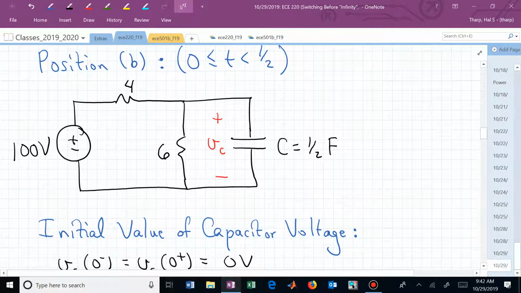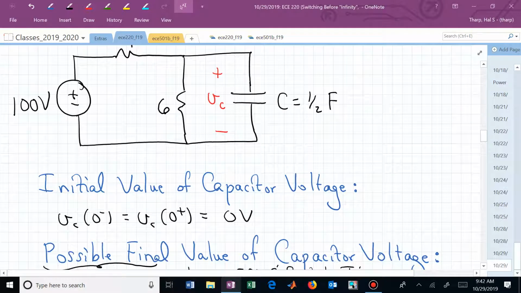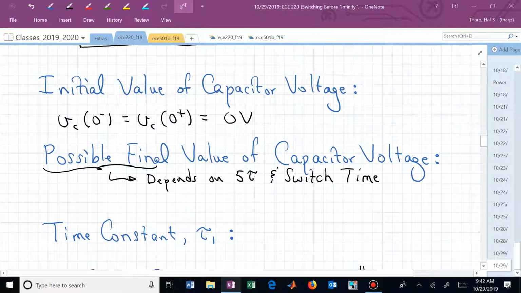What happens to the capacitor voltage in steady state? Does the capacitor short? Does it open? What does it do under a constant source? It opens. So now we have essentially a voltage divider. We're dividing that 100 volts across 4 and 6, and 60% of that voltage will be across the 6 ohm resistor, and so that's what we have for our ultimate value if we didn't have to worry about a switch.